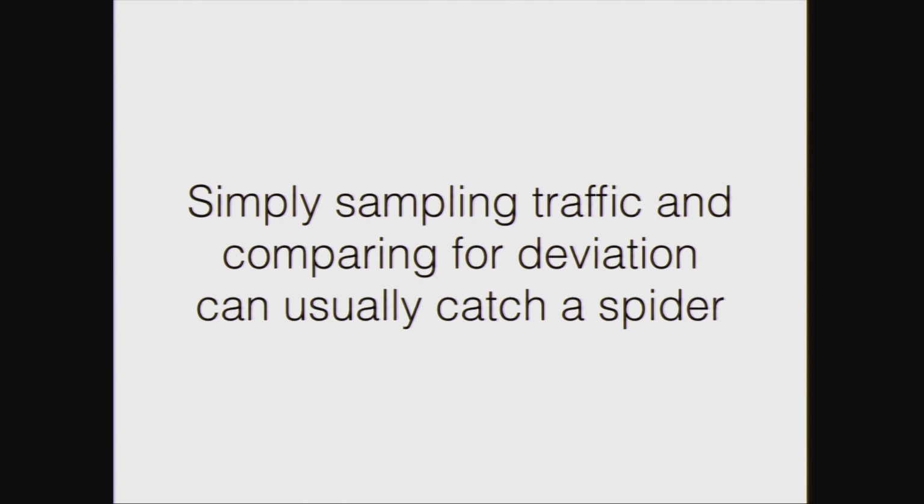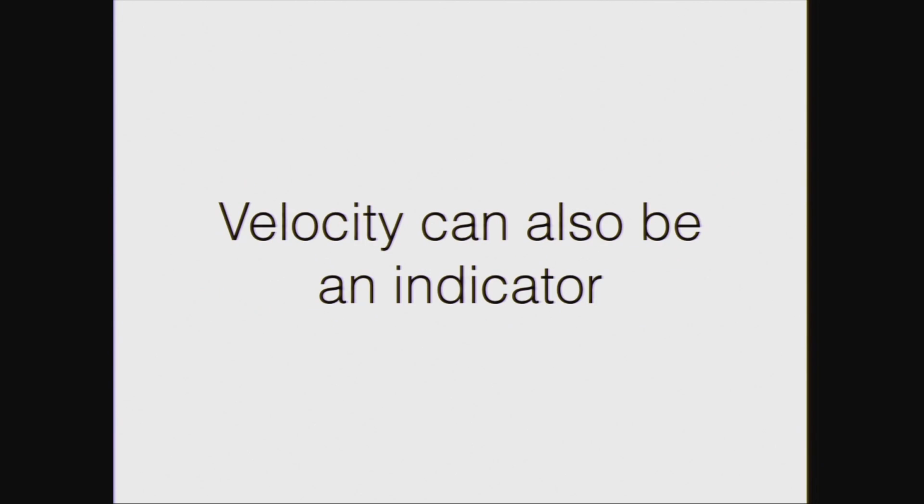And on top of that, with spiders, velocity is an indicator. Spiders usually don't behave well. They usually get everything they can as fast as they possibly can. So you'll see several requests a second, where humans aren't doing that. Humans are going to make one request every half a minute or 5 minutes. Very seldom do you see a human do more than one request in a second, unless it's a redirect.